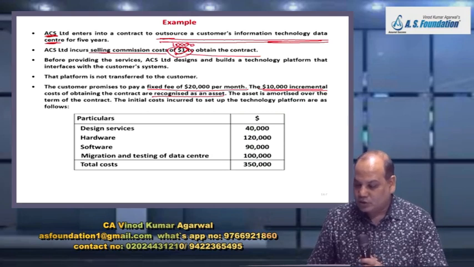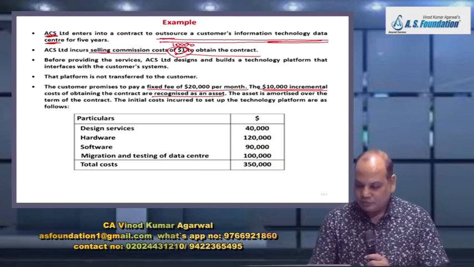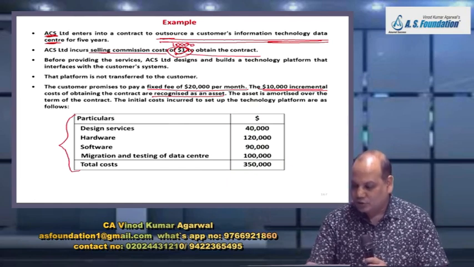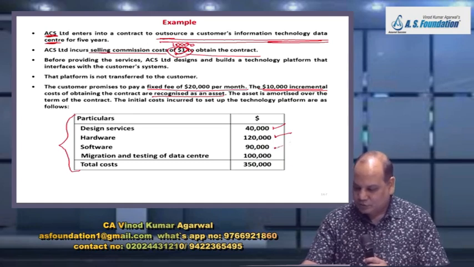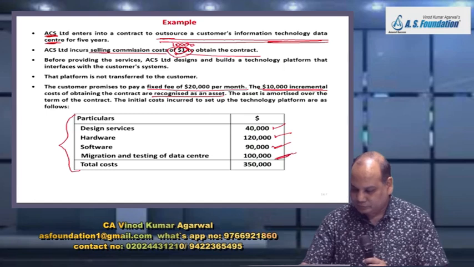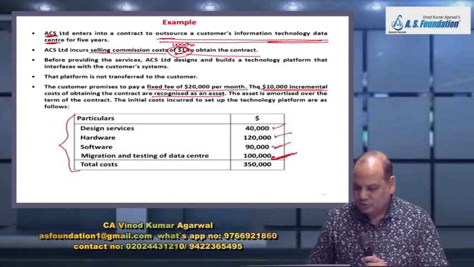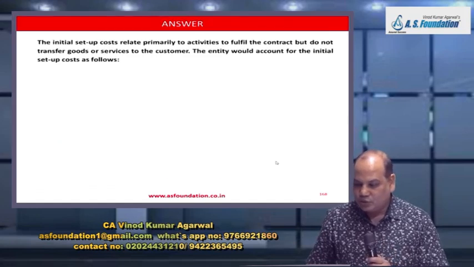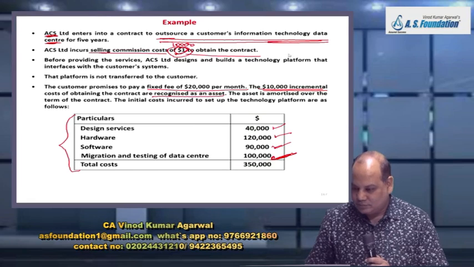The initial costs incurred to set up the technology platform are as under. In order to provide this service, you have incurred the following cost: 40,000 design service, 1,20,000 hardware cost, some software you have purchased 90,000, and migration and testing of data center is 1 lakh. So total cost is 3,50,000. The question is, how will you do the accounting of this entire cost incurred?